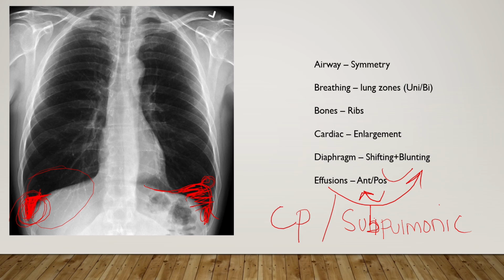Speaking of effusion, according to the lecturer, there can be anterior and posterior. Posterior is more early phase, anterior is more late phase, i.e. more severe. So effusions start posteriorly, building up, moving anteriorly, building up, and then so on.